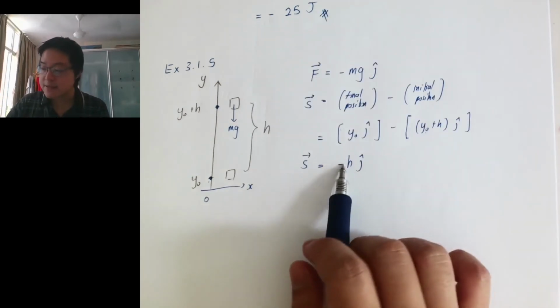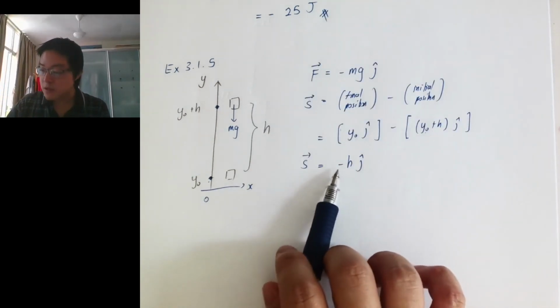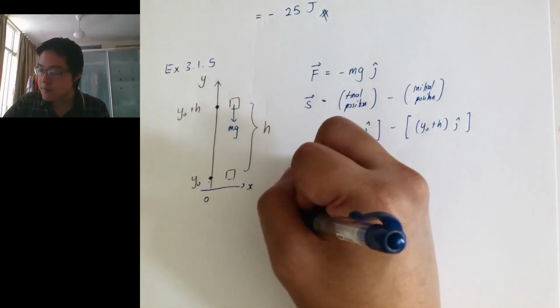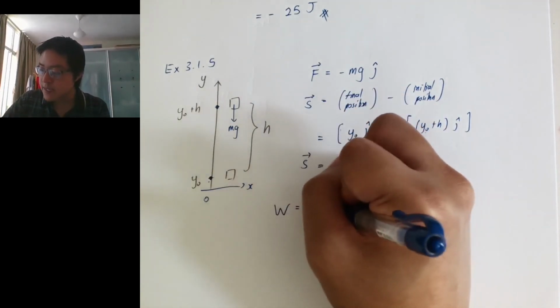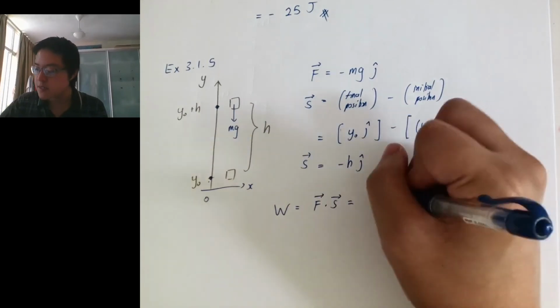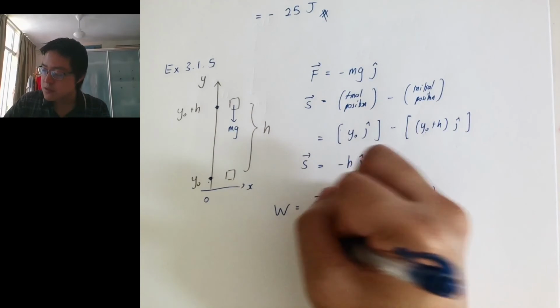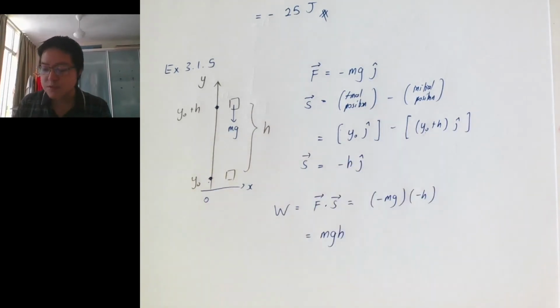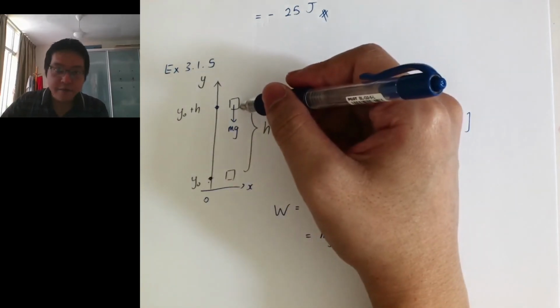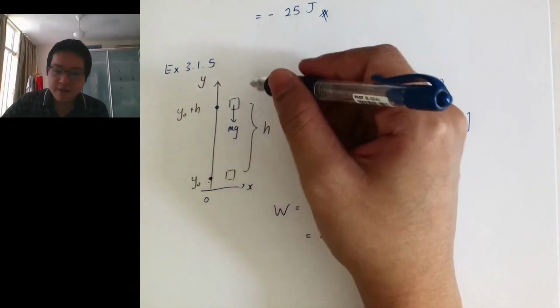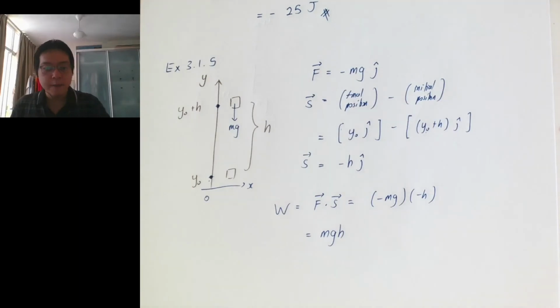Okay, so the negative sign is where you need to be careful. Both terms are negative, so the work done, F dot S, will give you the correct answer, which is minus mg times minus h. So the answer is mgh. The work done by gravity is positive because the force is in the same direction as the displacement, so you get positive work done.